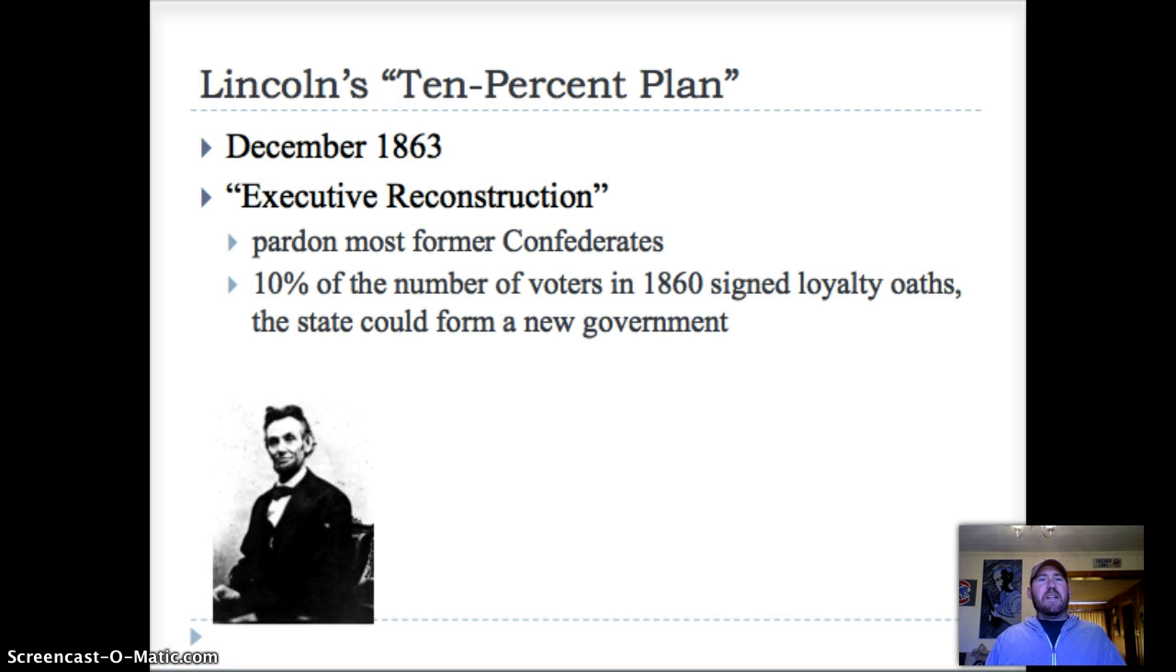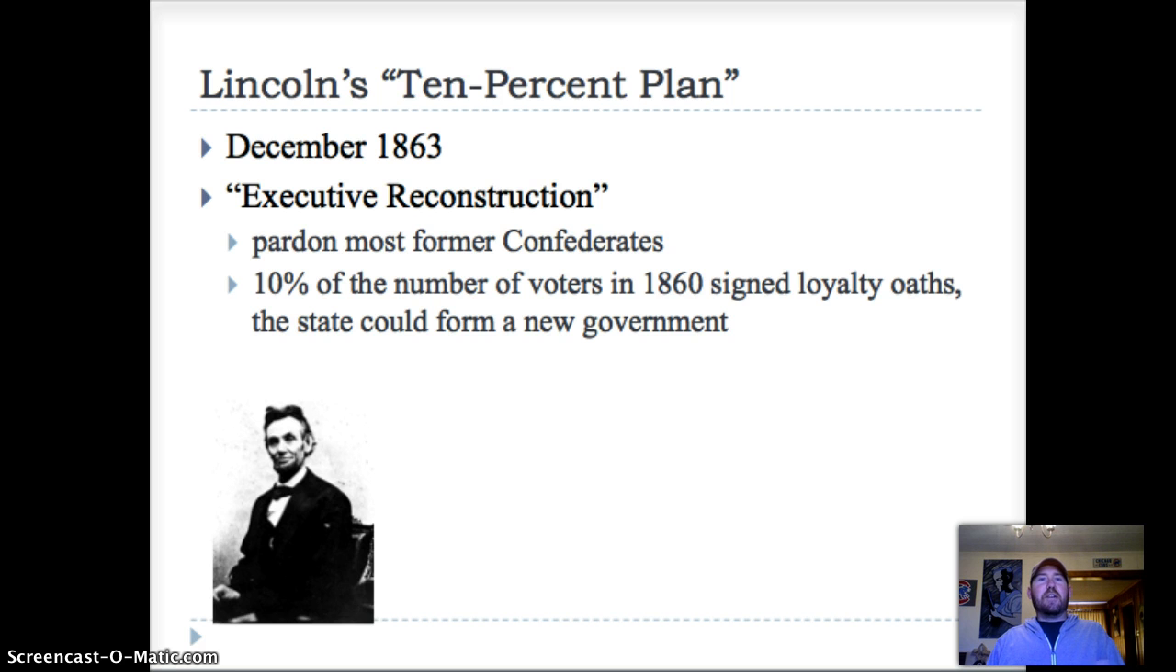So looking more specifically at presidential reconstruction, or as you may see it referred to from time to time, executive reconstruction, we're going to start with the main point of it, which is what's called Lincoln's 10% plan that he comes out with in December 1863. Basically, all he says is that for the southern states to come back into the Union, number one, 10% of the number of voters in 1860 need to sign loyalty oaths, which say they're loyal to the Union. Then the state can form a new government and apply for readmission to the country.